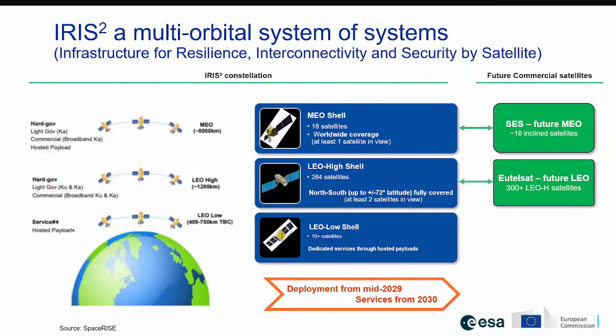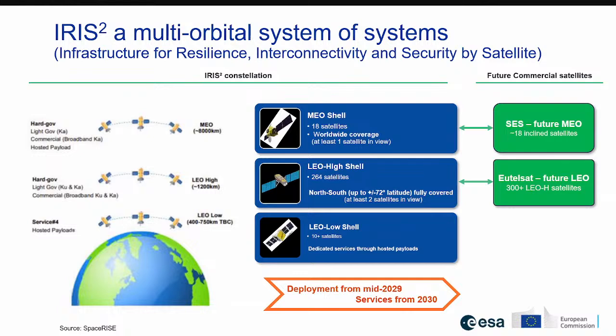And as Ruth said, the IRIS² system, I can't possibly have a presentation without including IRIS². So this is the infrastructure for resilience, interconnectivity, and security by satellite, and that's the S². It's a multi-orbital system of systems composed of a number of orbital shells. So we have a number of shells: a LEO shell, what we call a high LEO, and we have a low LEO shell as an option at the moment, and then also a MEO shell.